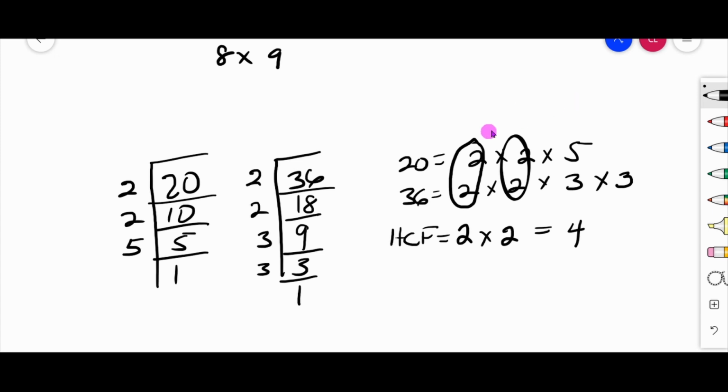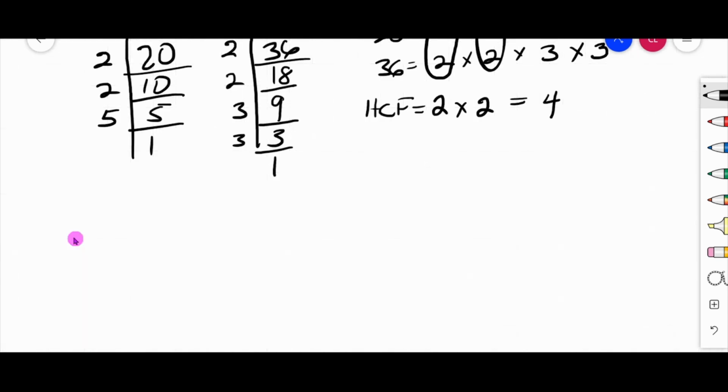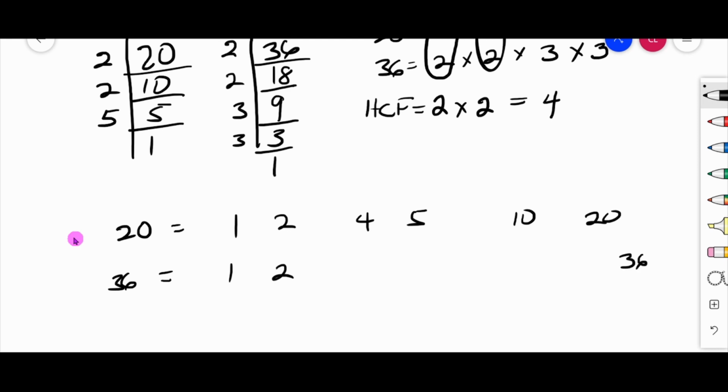And if we wanted to use a listing method to show this, we could get the factors of 20. The factors of 20 are 1 and 20, 2 and 10, 4 and 5. And then 36 would be 1 and 36, 2 and 18, 3 and 12, 4 and 9, and 6 and 6.